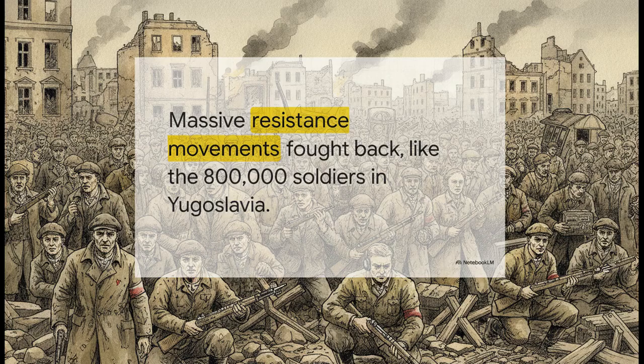The Yugoslav National Liberation Army, led by Joseph Broz Tito, grew to a massive 800,000 soldiers, and the Polish Home Army operated with 400,000. Now, these resistance groups faced brutal retaliation. The tragic Warsaw Uprising of 1944 alone resulted in 150,000 to 180,000 insurgent and civilian casualties. The bravery here was just immense.